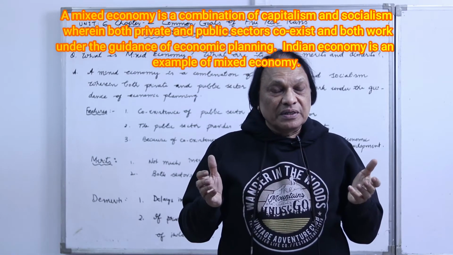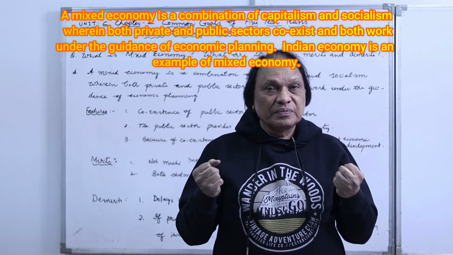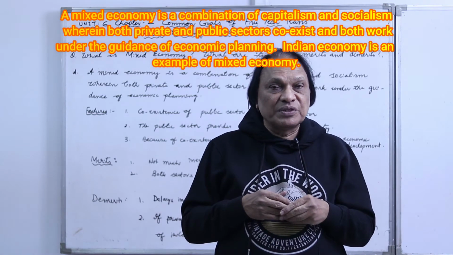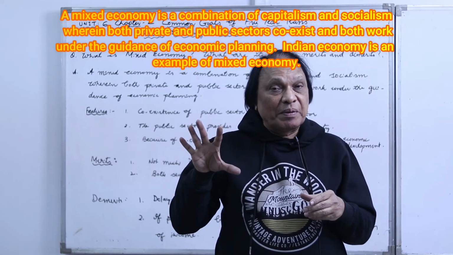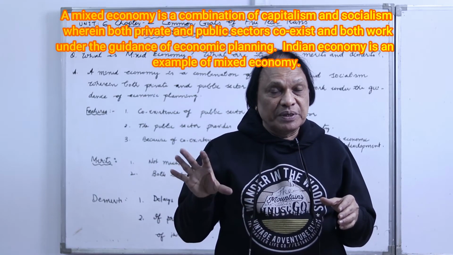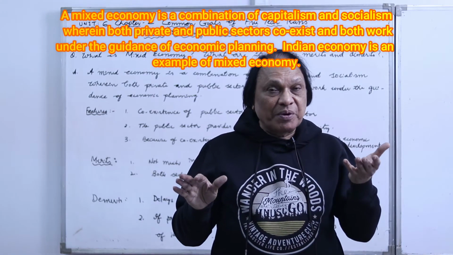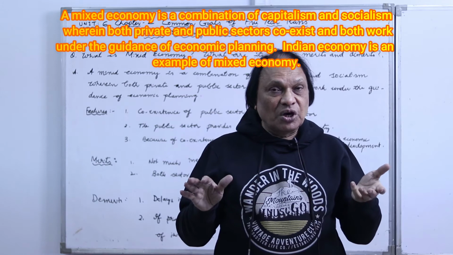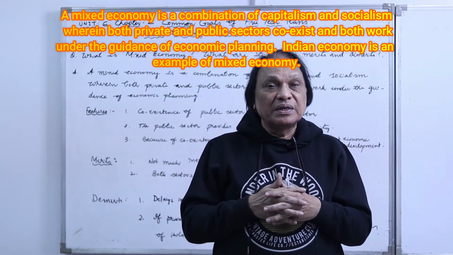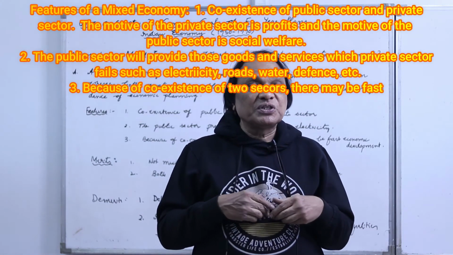What does it mean? That means in a mixed economy, we have both a public sector and a private sector. The public sector is the government sector and the private sector is private individuals. The main motive of the public sector is not profit, it's maximum social welfare, like in a socialist economy. The main motive of the private sector is maximum profits, like in a capitalist economy. So that's a very important point. A mixed economy is a mixture of both capitalism and socialism. It has the features of both the economies.